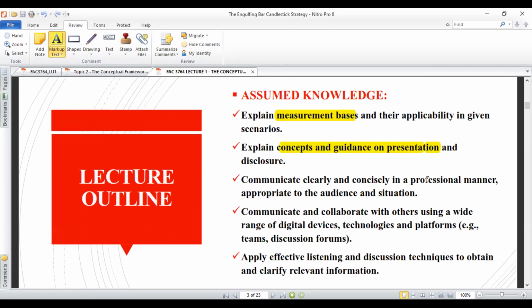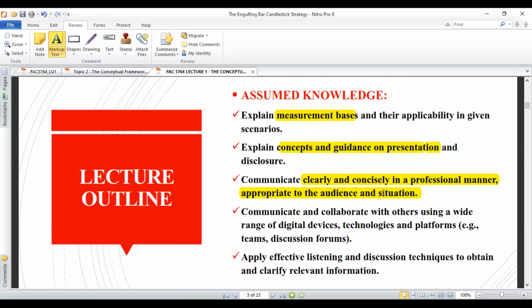Communicate clearly and concisely in a professional manner appropriate to the audience and situation. So this is in a case where you get a question and they want you to explain how you're going to recognize a transaction in the face of the financial statements. Let's say you're dealing with a transaction that involves an asset, right? You first list the definition of an asset. After you've listed the definition, you then expound whether or not the transaction meets the criteria of the definition of the asset. That's the second part of it.